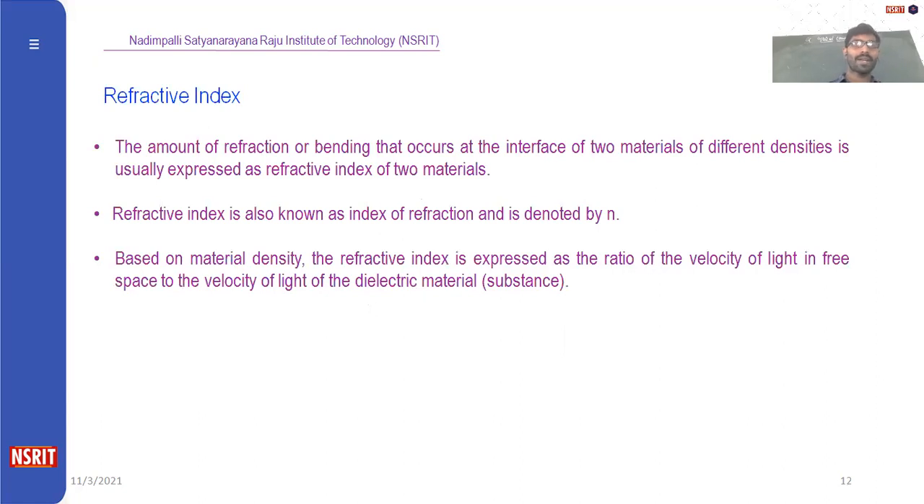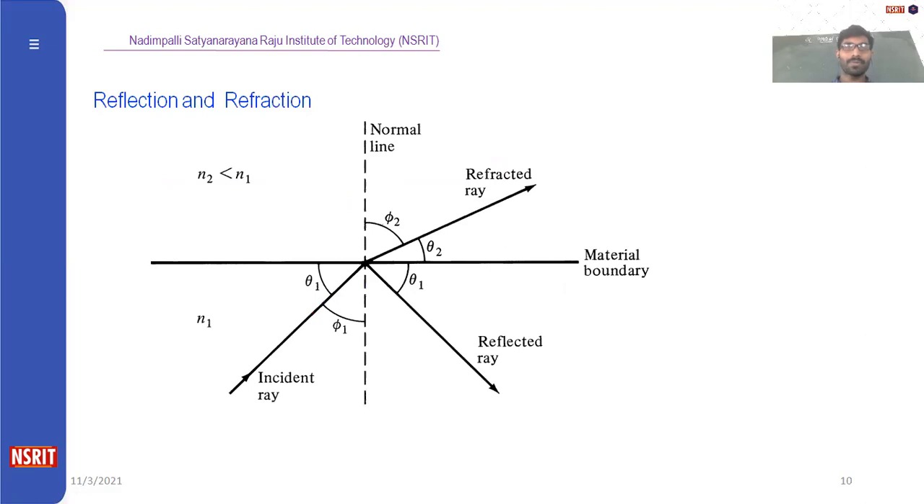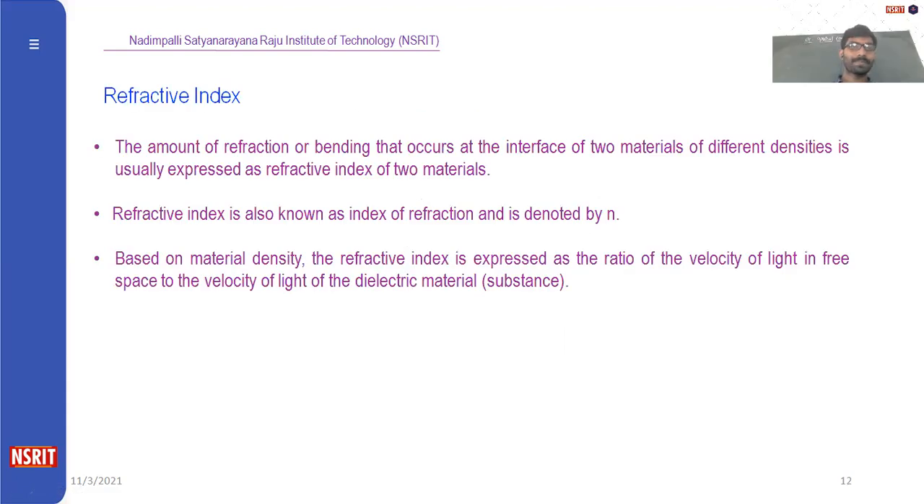Refractive index. What do we mean by refractive index? The amount of refraction or bending that occurs at the interface of two materials of different densities is usually expressed as the refractive index of the two materials. That means, going to the previous figure, here is the amount of bending that has occurred. We are expecting the light to travel in this direction, but this is the bend, and it is indicated as refraction. Refractive index is also known as the index of refraction and is denoted by n.